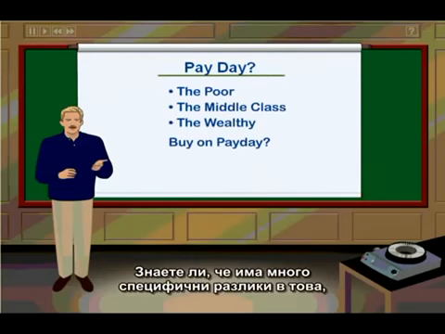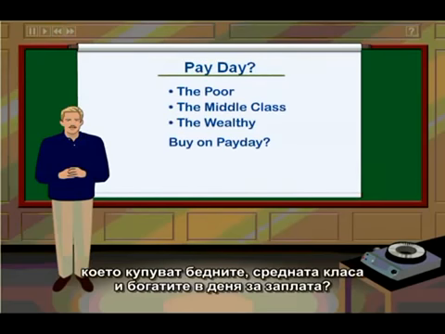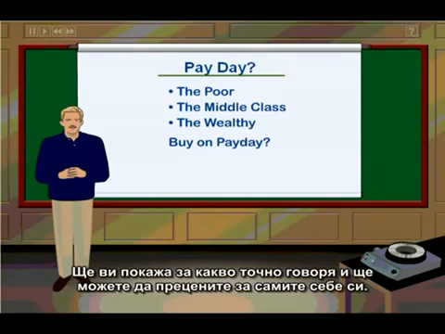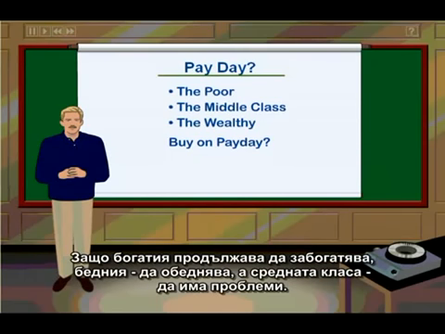Do you know that there are very specific differences in what the poor, the middle class, and the wealthy buy with their money on payday? It's so simple yet so different it nearly knocked me out of my chair when I finally understood it. I'm going to show you exactly what I'm talking about, and you can evaluate for yourself why the wealthy keep getting wealthier and the poor keep getting poorer and the middle class are stressed out.